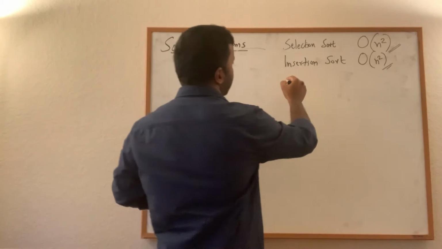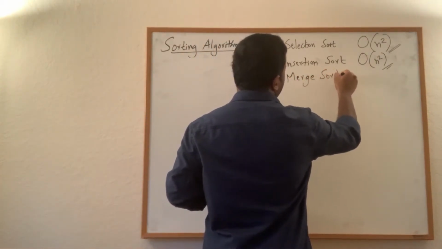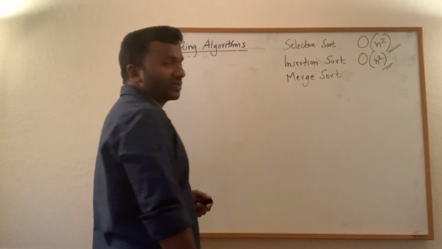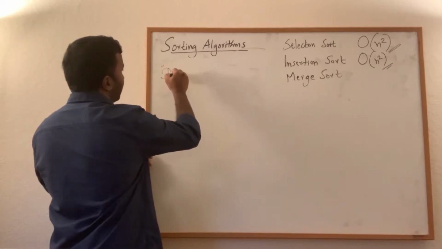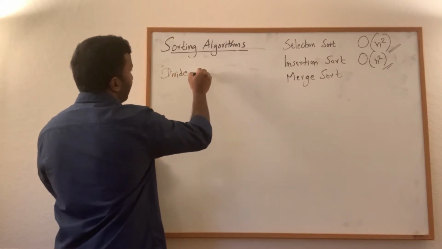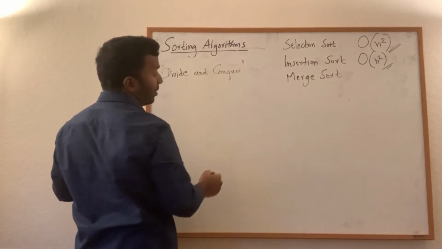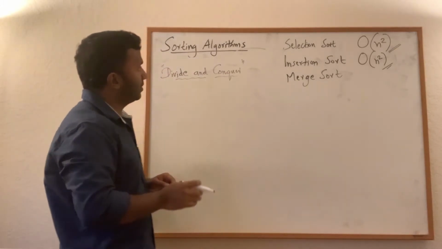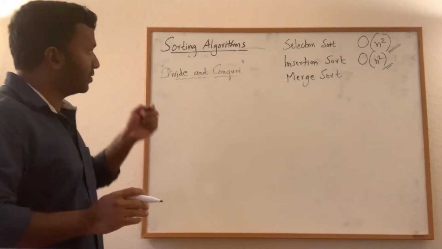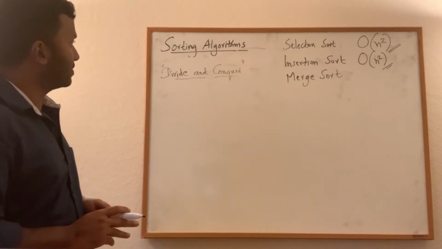Next we have merge sort. Okay, so merge sort works this way. It is actually a divide and conquer strategy. So this is one of the basic techniques we use in algorithms to solve many problems.